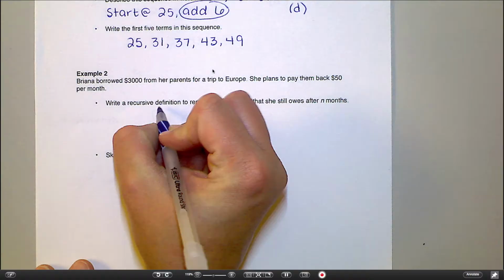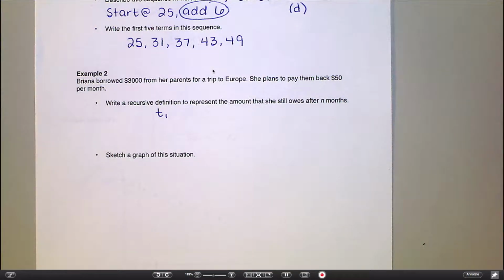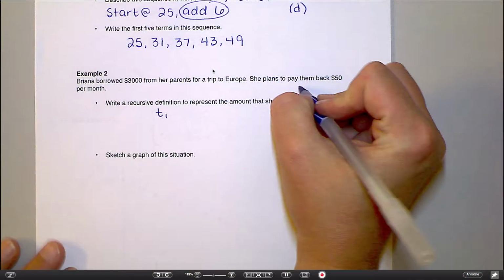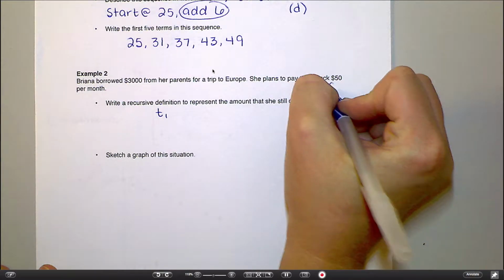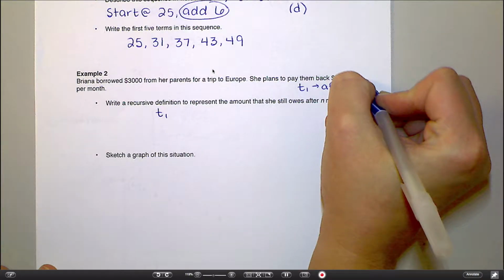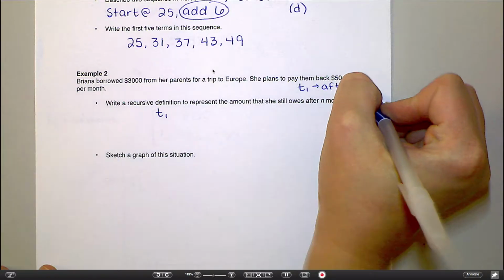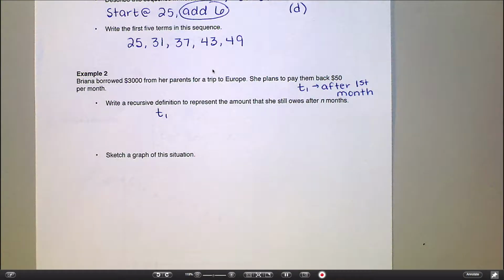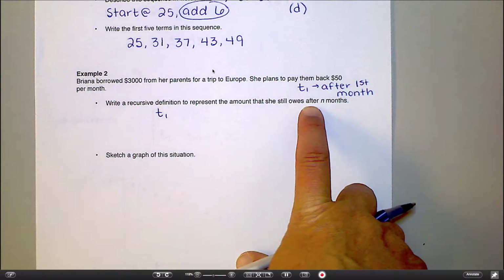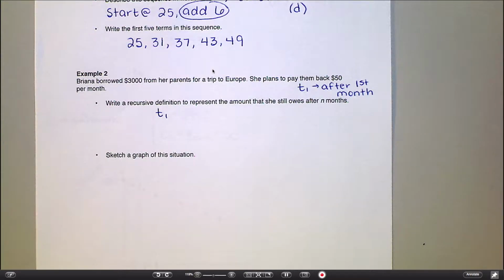But when we go to say what term 1 is, we really have to think about what term 1 should represent. If it's after n months, then term 1 should be after the first month. Do you agree with me there? That if it's defined as n representing the number of months, and it says after n months, then T1 should be after month number 1. Does that make sense? Why does that make a difference? Why does it make a difference for me to say that T1 is after the first month?